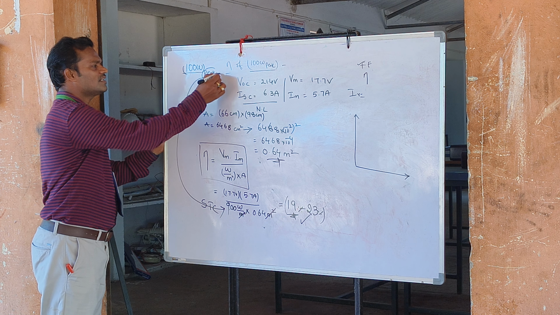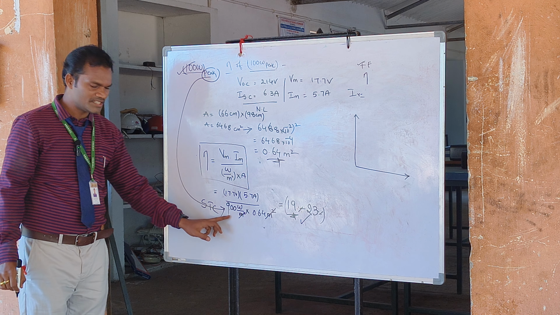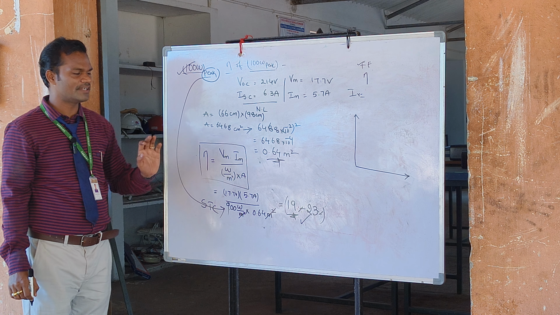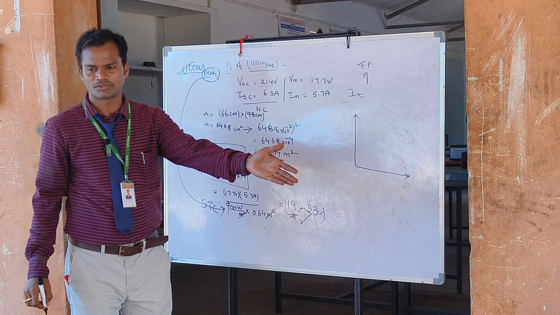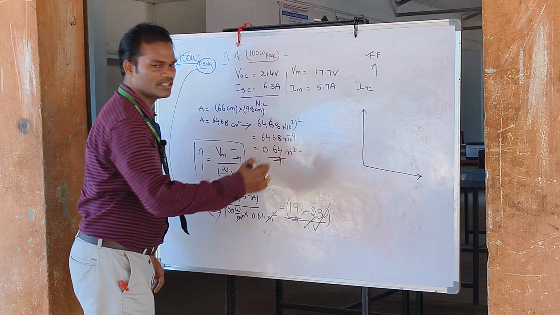Peak means don't think that all the time it will generate 100 watt peak. If the intensity is changing, automatically the wattage will also change. This is how we identify the performance of our solar panel. So now what are the performance indices we calculated? Efficiency of the solar panel.